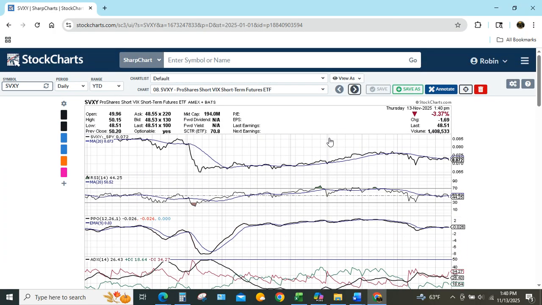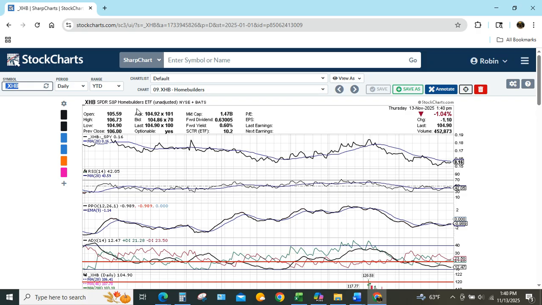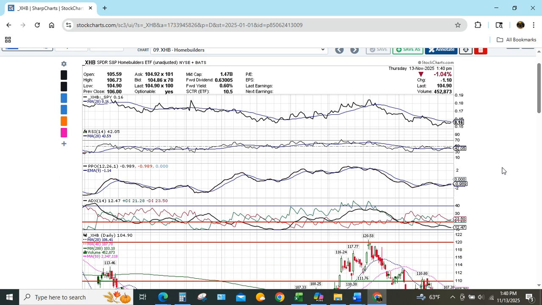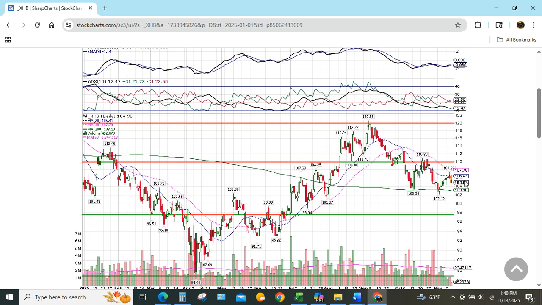So this follows the home builders sector, and we can see that it's again having trouble with the 20 here. Breaking down, it looks like. So it could go to the 200 maybe. Maybe it hits the 200 and bounces at 103. Maybe it continues down to like, did I say 303 or 103? Maybe it goes down to like 98, maybe. I don't know. So we'll just see.